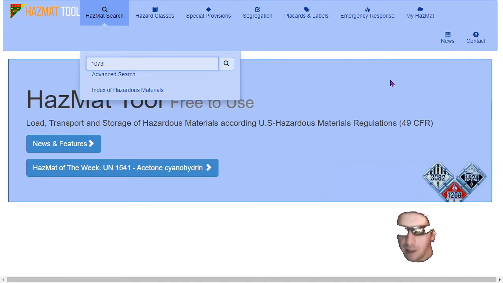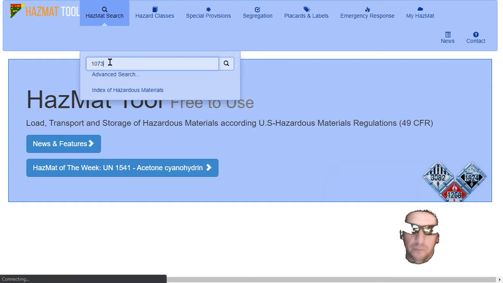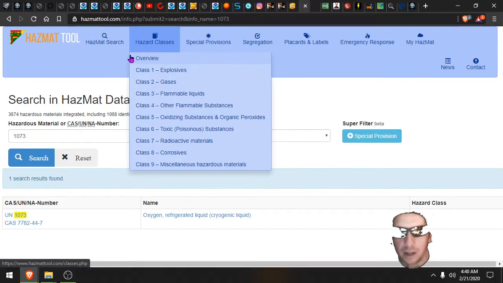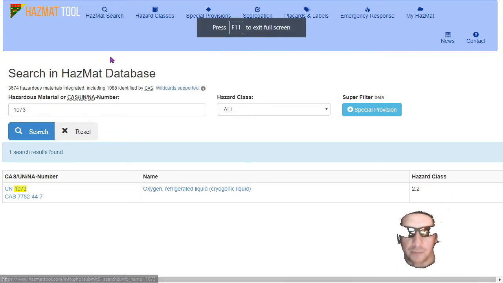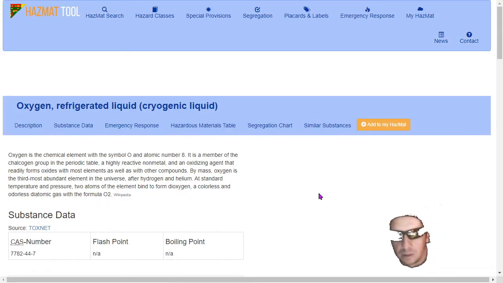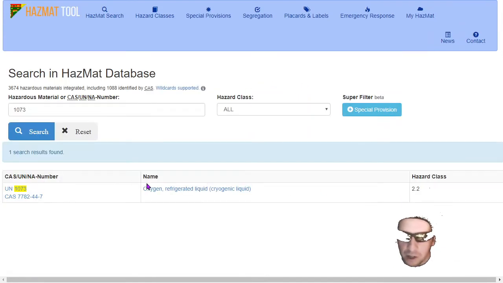Have you ever seen a hazmat placard on a truck and wondered what's in there? Well, if you type in UN hazmat and then the code, you'll be able to find it. One of the good spots is hazmattool.com. You can just click on hazmat search. So, for instance, if you're wondering what's in that truck that says UN 1073, that's liquid oxygen. Don't crash into a liquid oxygen truck. It could mess up your day.